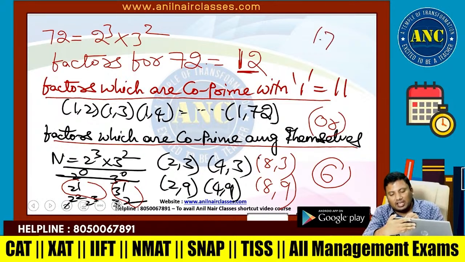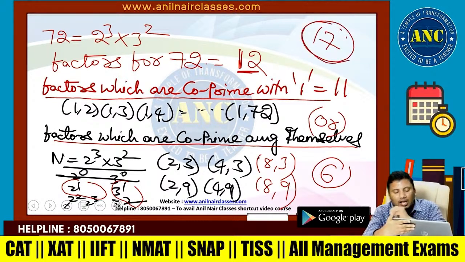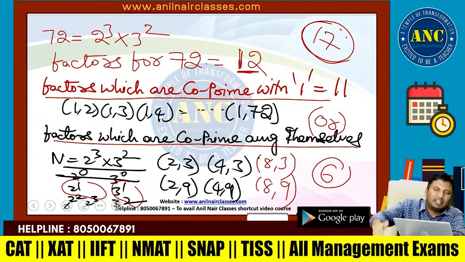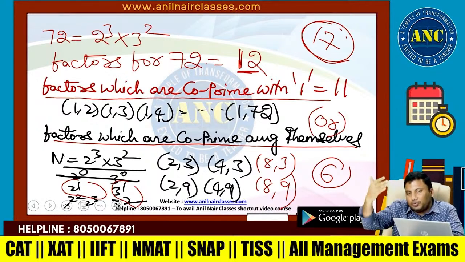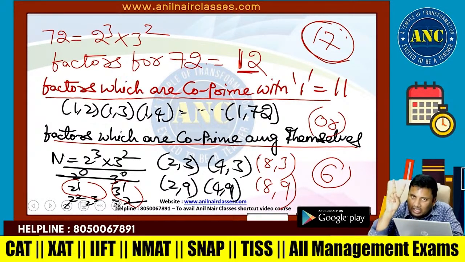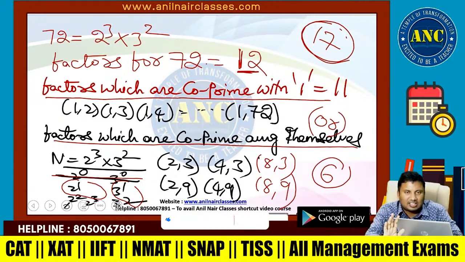11 plus 6 is 17. How many factors for 72 are co-prime with each other? It is a two-step solution. Factors which are co-prime with 1 we have to take. Otherwise, eliminate the powers of 2. All the powers of a prime number with every other prime number's powers. 11 plus 6 is 17.